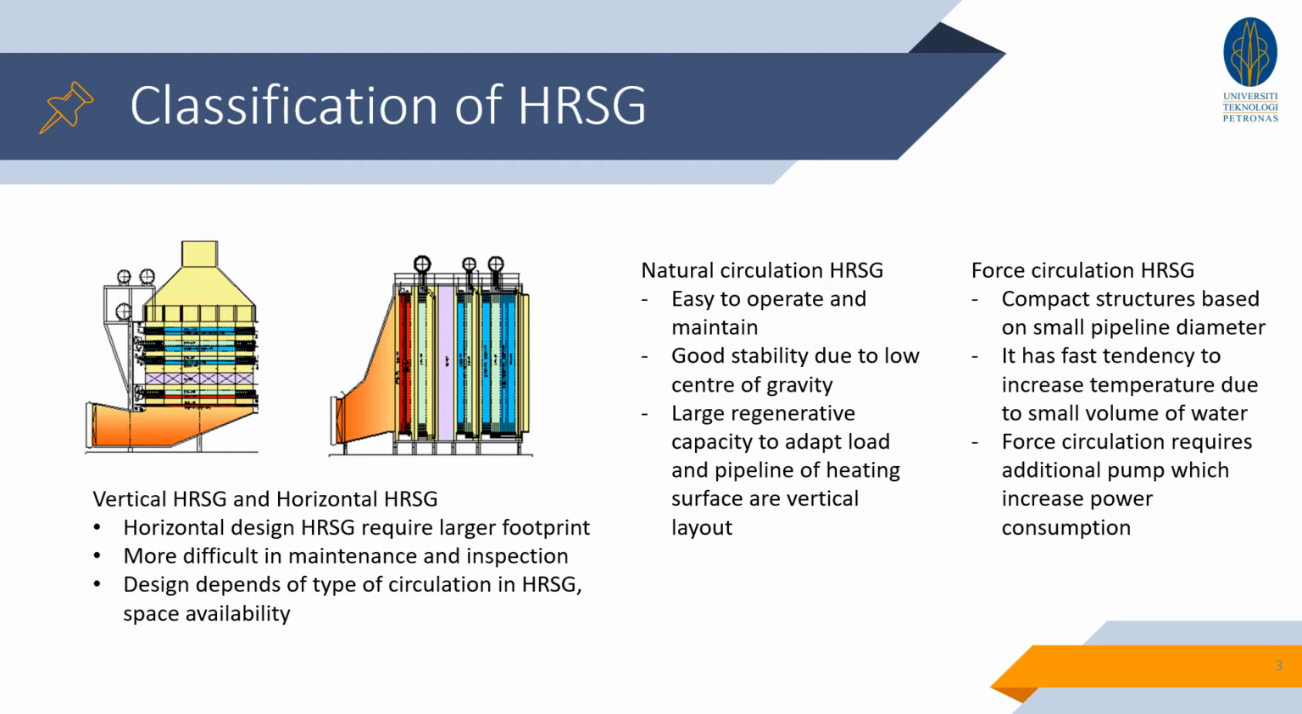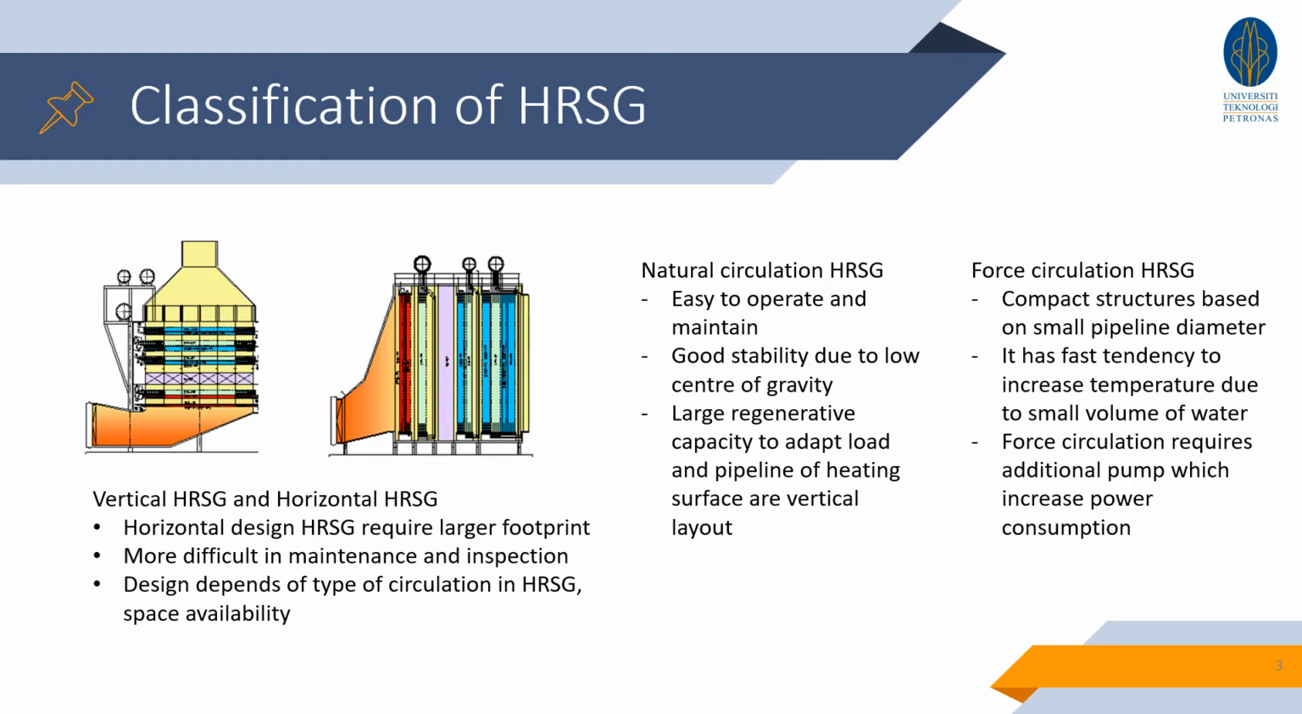Another type of classification of HRSG would be natural circulation HRSG. A natural circulation HRSG does not require a pump, hence less energy consumption. It is easy in operation and maintenance. It has high stability due to low center of gravity in installation. It consists of a large regenerative capacity which is capable of adapting load and pipeline of heating surface of vertical layout.